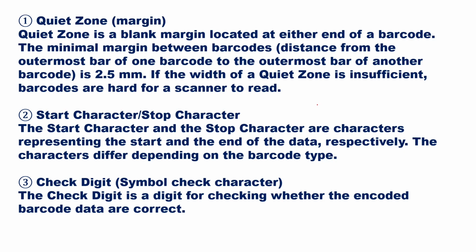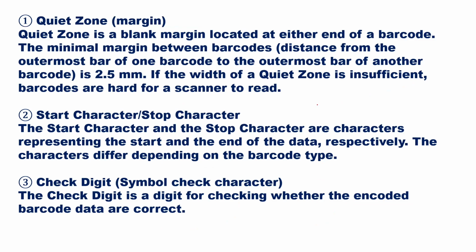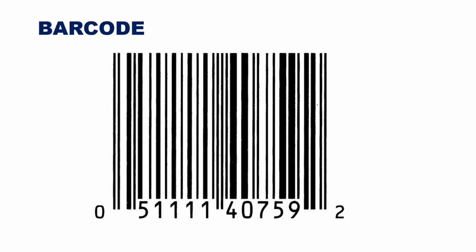And the third one is the check digit, that is a symbol check character. The check digit is a digit for checking whether the encoded barcode data are correct. Apart from that, you have the data message also, as we have shown here. The data message is the important part, which will identify your product. The start character and stop character tell you the starting and ending of the data, and the check digit will check the encoded data. That is what we have told in the definitions of quiet zone, start character, stop character, and check digit.